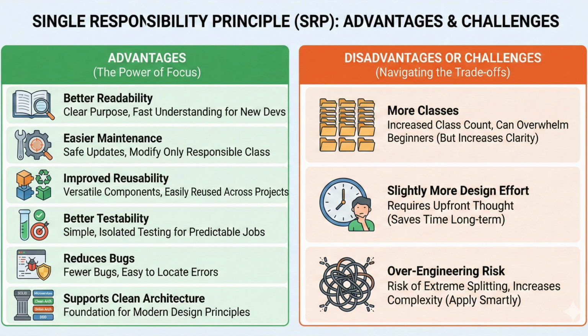Supports clean architecture. SRP is not just a small coding guideline. It is a foundation of professional software design. It strongly supports SOLID principles, microservices architecture, clean architecture, onion architecture, and domain-driven design. When SRP is followed, every other architecture practice becomes easier and more effective. So overall, the single responsibility principle makes your software cleaner, safer, easier to maintain, more professional, and future-ready.